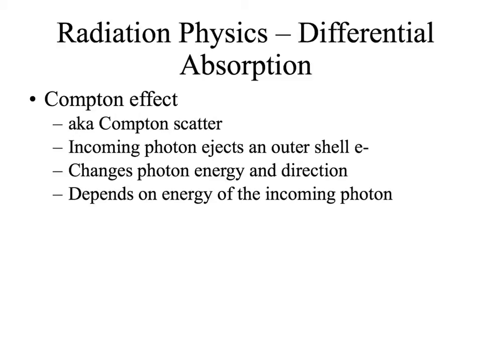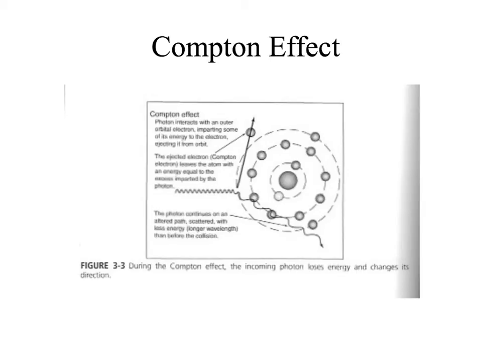Compton Effect, aka Compton Scatter. An incoming photon ejects an outer shell electron. It changes the photon's energy and direction, and it depends on the energy of that incoming photon. Looking at that, here it is. Incoming photon knocks out this L or M shell electron, and it just pings off at a different direction, right?